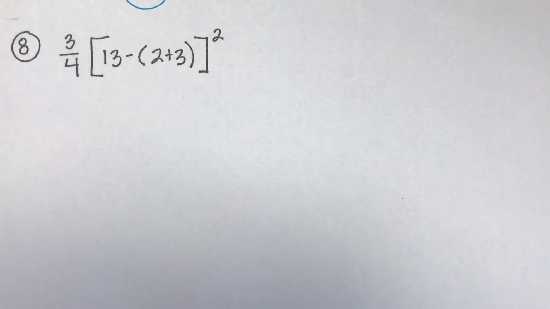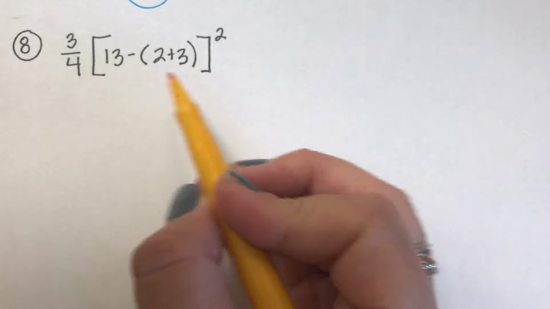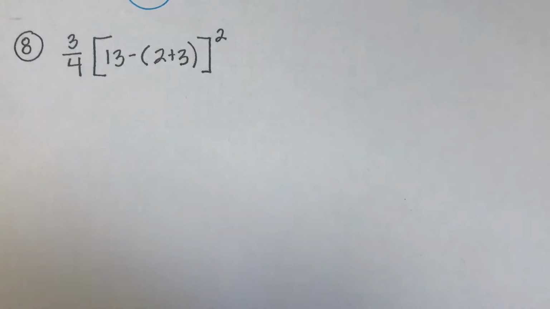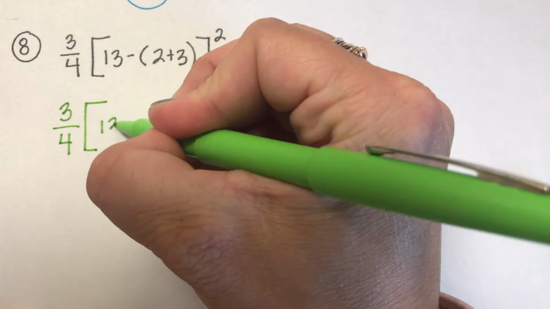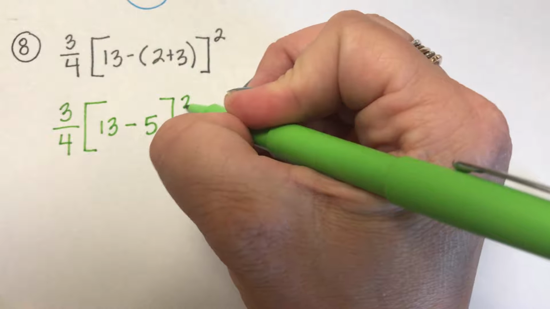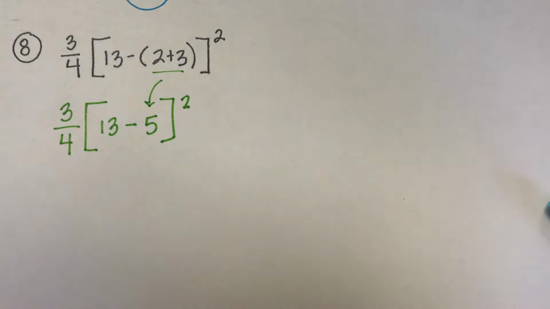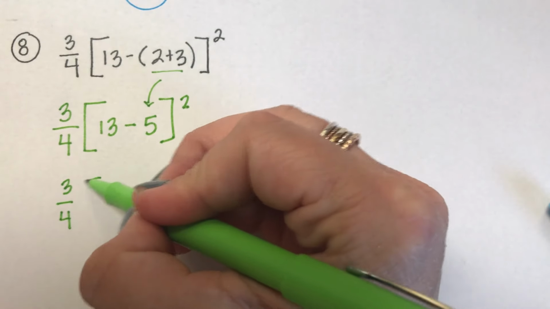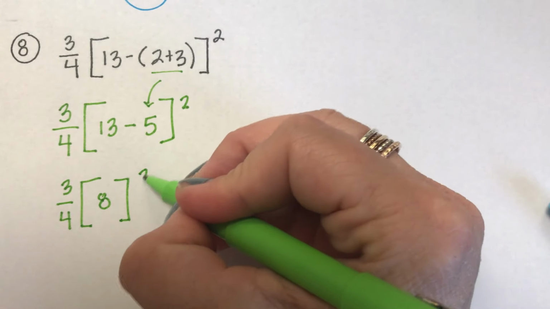Okay, on this one, the first thing we have to start off with is parentheses. This whole thing is parentheses, and within my parentheses I have another set of parentheses. So that's where I'm going to start. I'm going to keep everything the same. It's still 3/4 times (13 minus (2 plus 3) squared). All I did was this 2 plus 3 first, which is 5. So now I have 3/4 times (13 minus 5) squared, which is 8 squared.